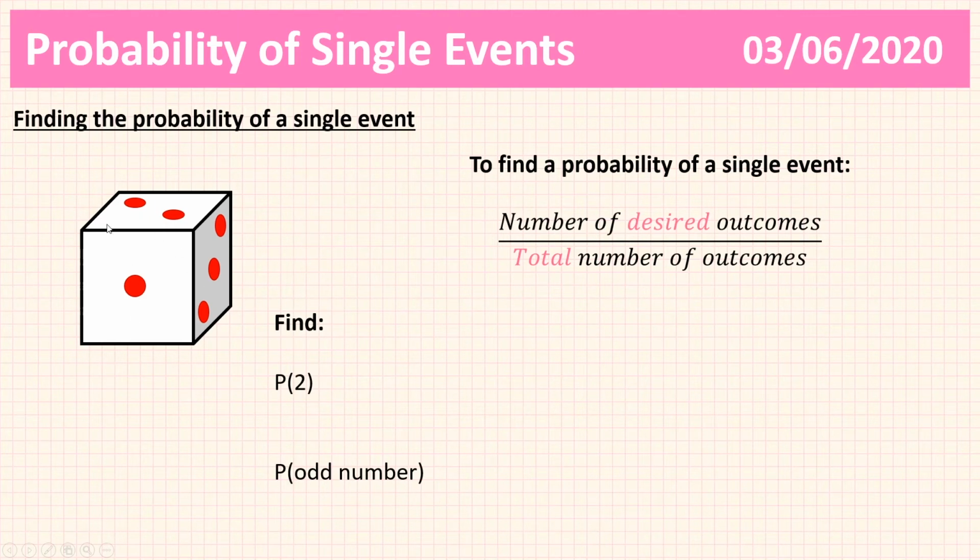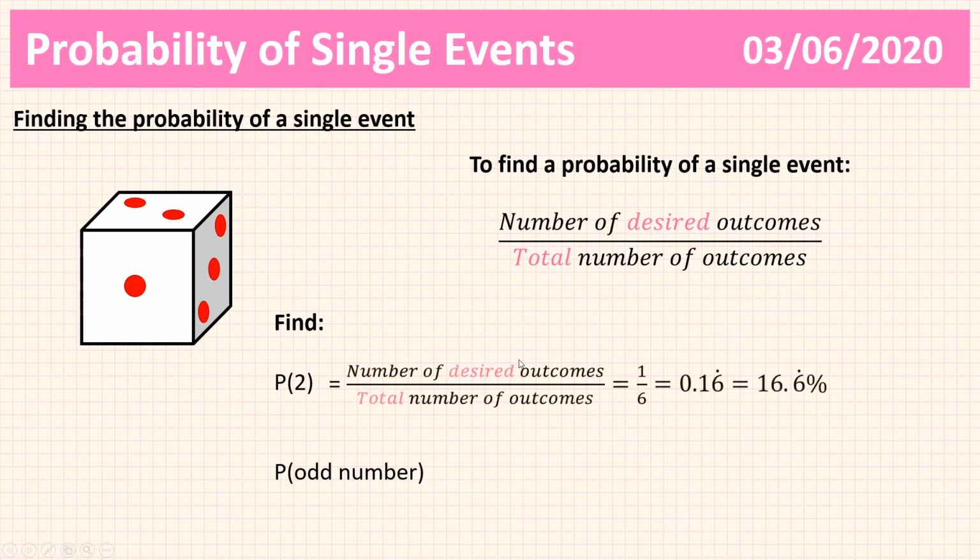Well, how many 2s are there on a dice? Well, on a dice, there is only 1 2. There's 1 2, and there are 6 possible outcomes in total. So what we would write is the following. We know that there is 1 2 out of 6, which would be 0.16 recurring, or 16.6% as my probability. So the probability of getting a 2 is 1/6. There is 1 2 out of 6, and this is what it is as a decimal, and this is what it is as a percentage.